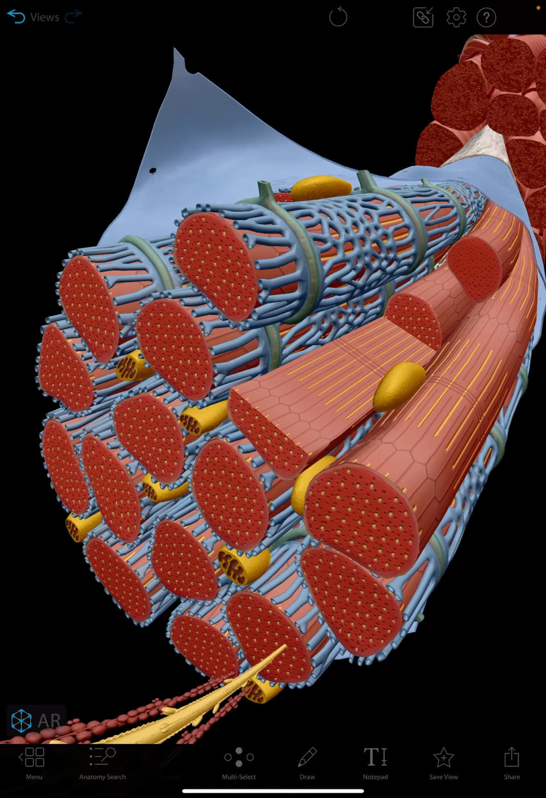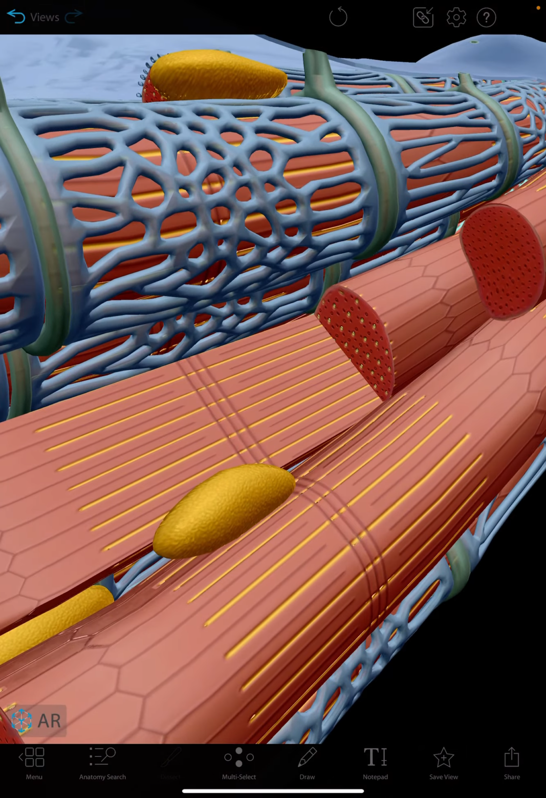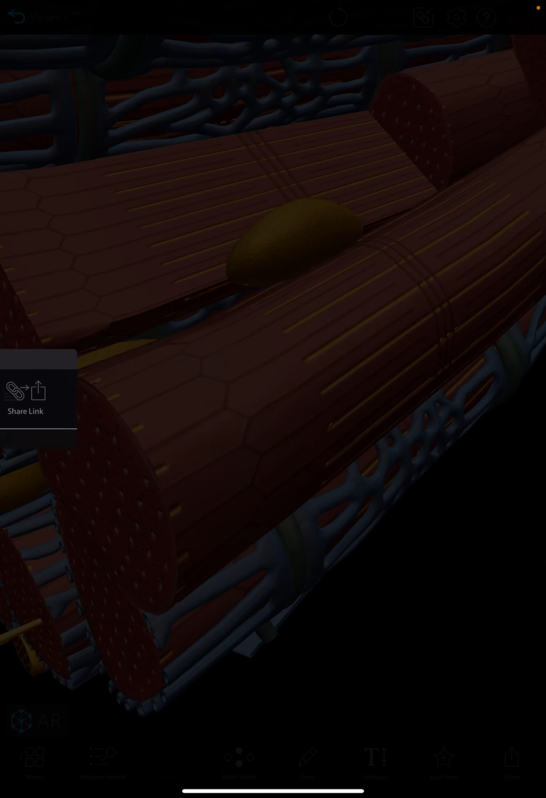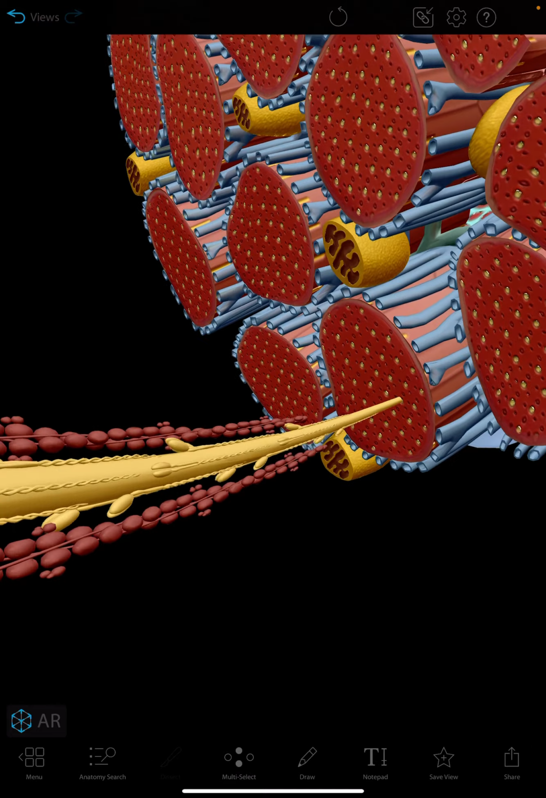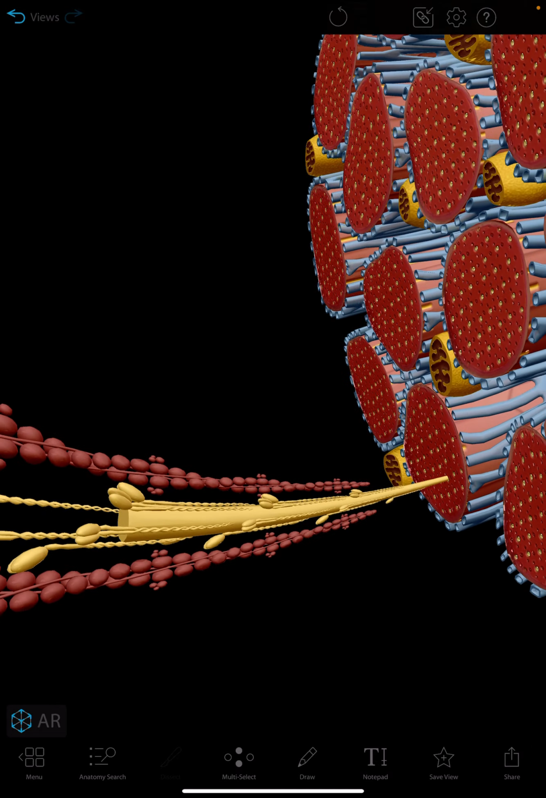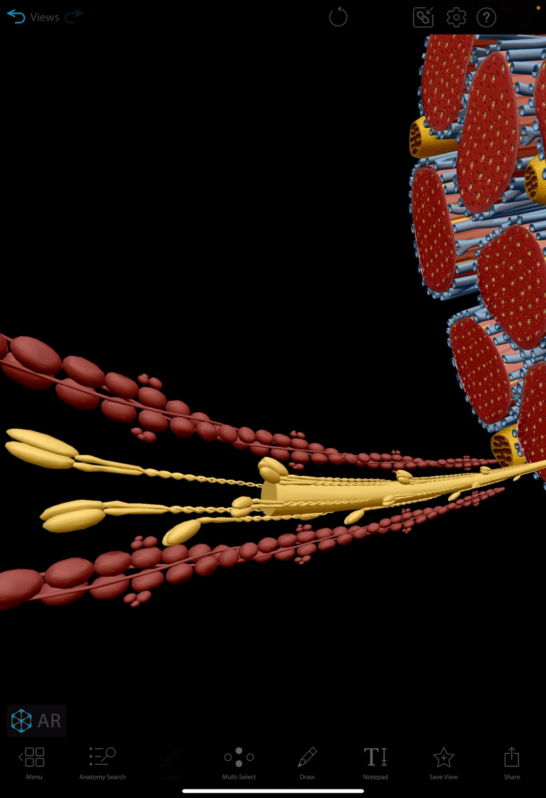Now you'll notice here that they have these yellow and dark gray structures. These are what are called myofilaments. And you'll notice here in one of the myofibrils, these myofilaments have been pulled out. You see them here in yellow, and you see them in this reddish color as well. So these myofilaments make up the myofibrils, and again, the myofibrils make up the muscle fiber. The muscle fiber is organized into fascicles, and the fascicles make up the muscle itself.